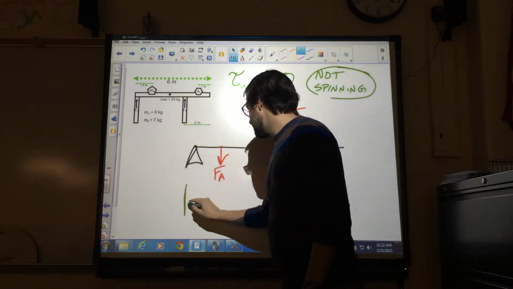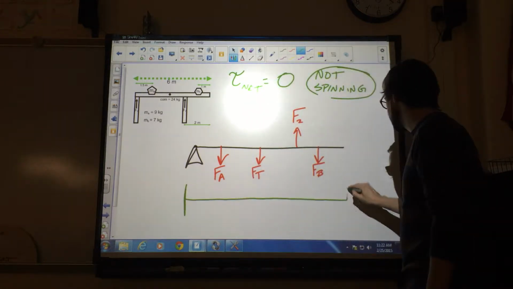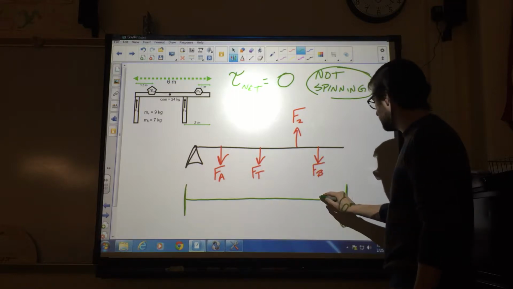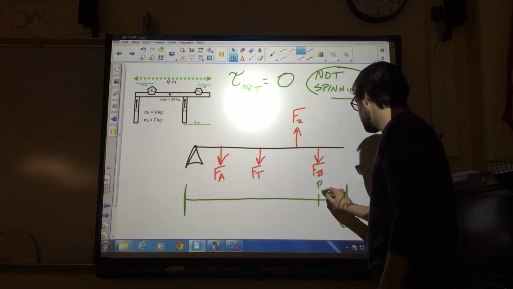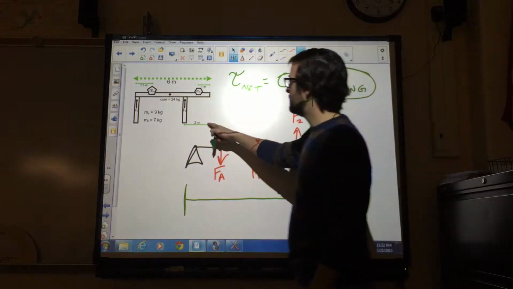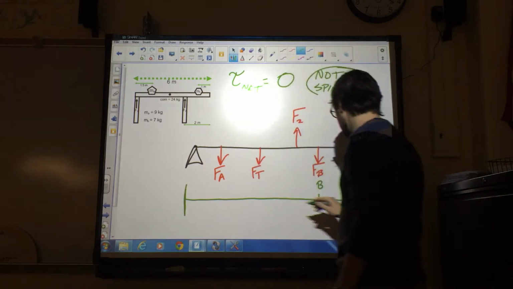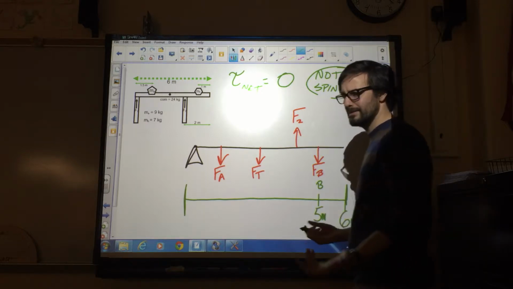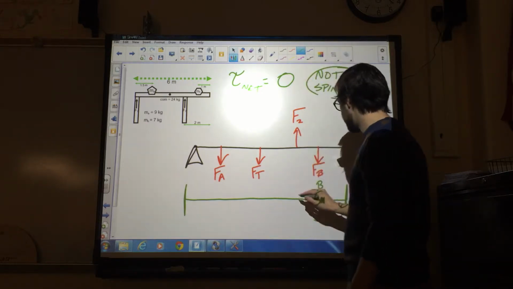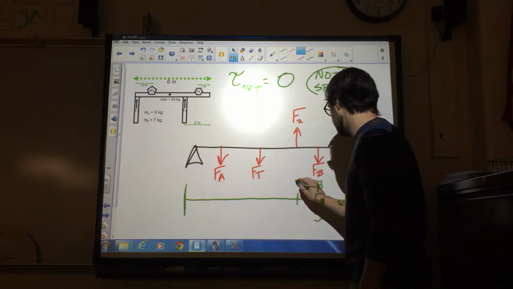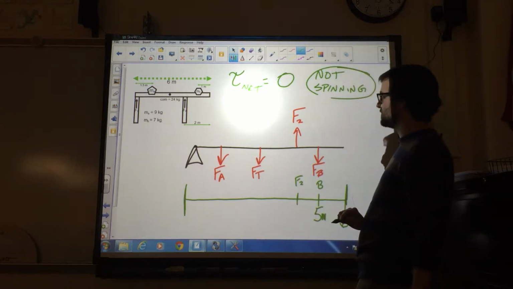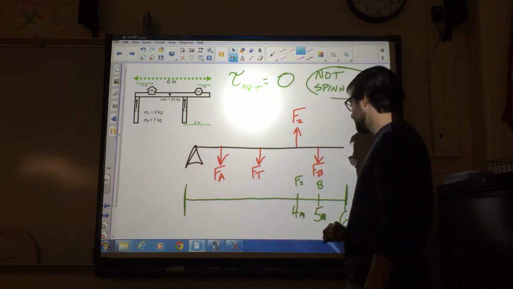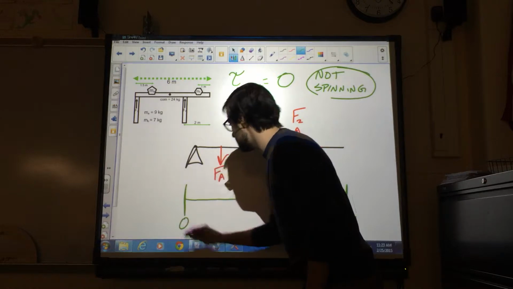We know that our number line is 6 meters long. We know that object B exists 1 meter from the edge of the table. So object B exists at the position of 5 meters on the number line. The force 2, which I'm going to have to call F because the numbers get confusing, exists 2 meters from the edge. So this exists at 4 meters with respect to our 0.